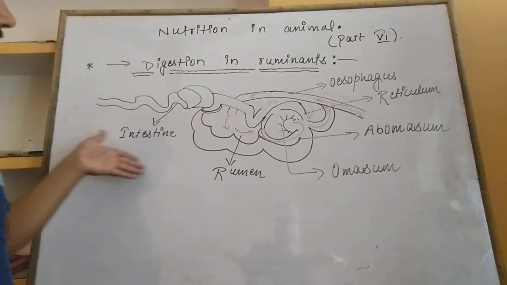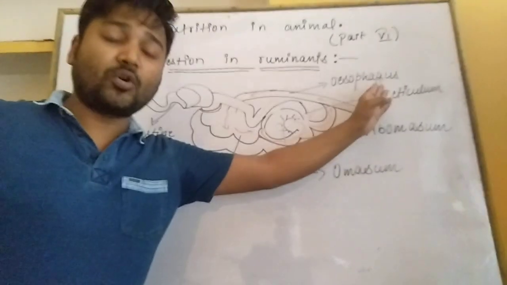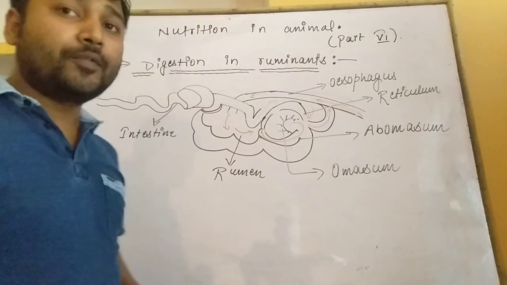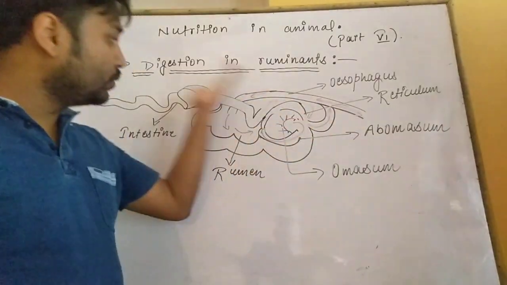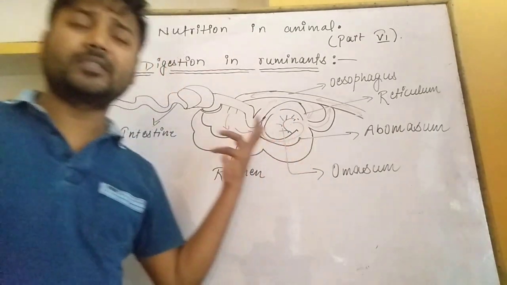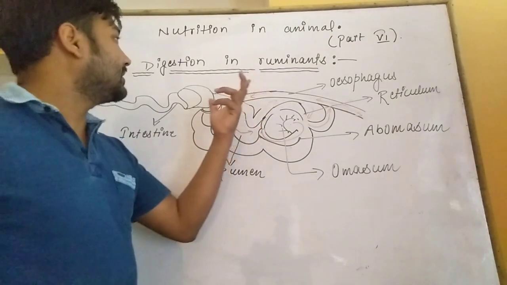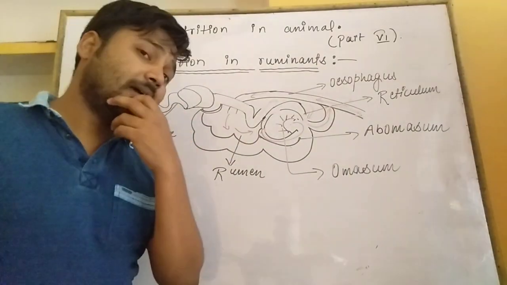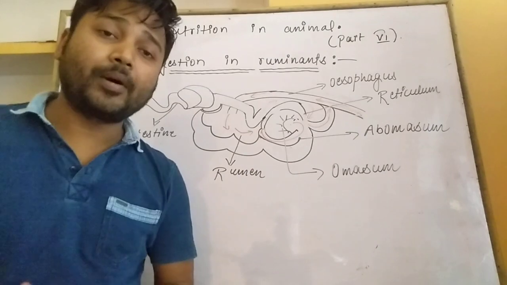This is the intestine. The esophagus is called the food pipe, which helps to transport the food from the mouth to the different chambers of the stomach of the digestive system of the ruminant animal. So first of all, I will start from the beginning, from the mouth.